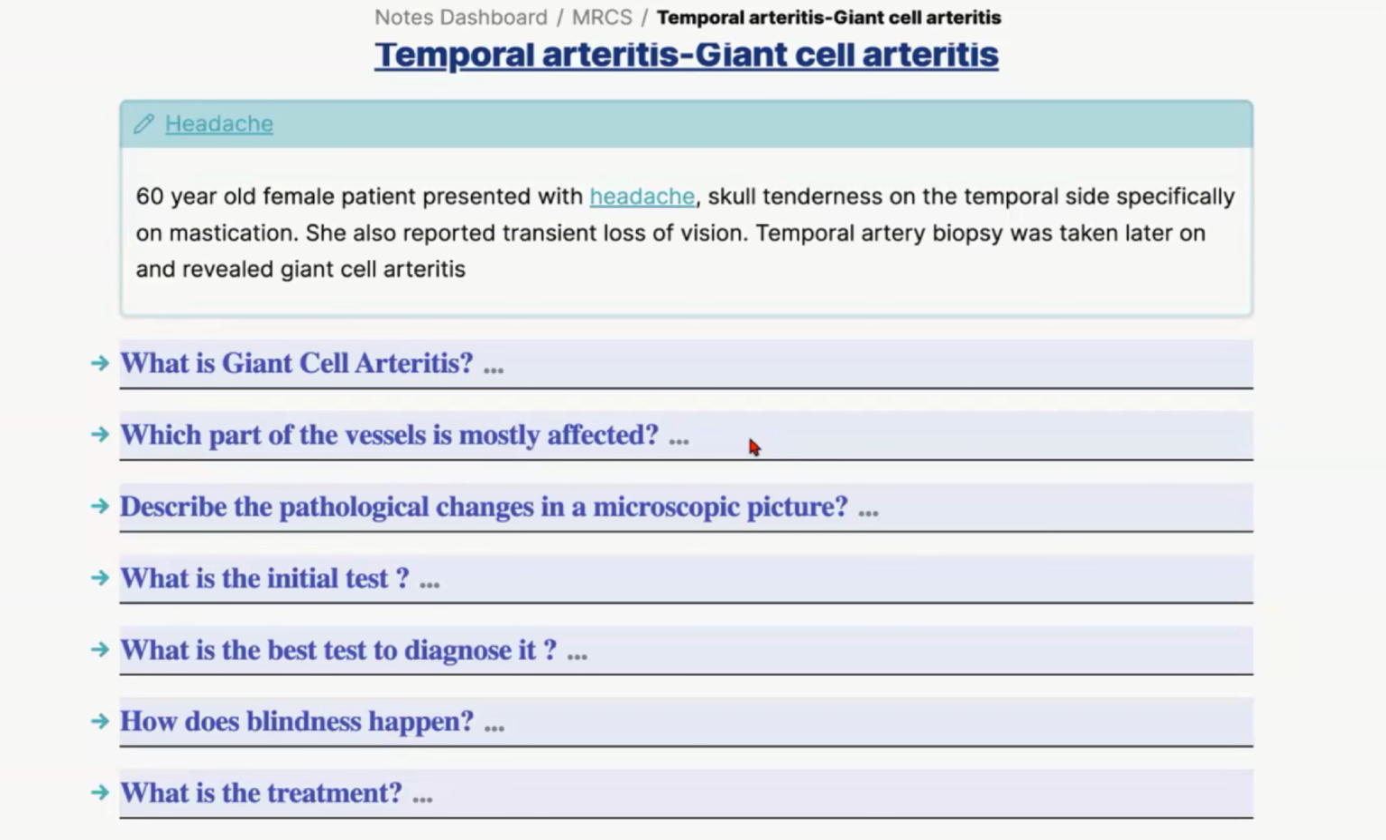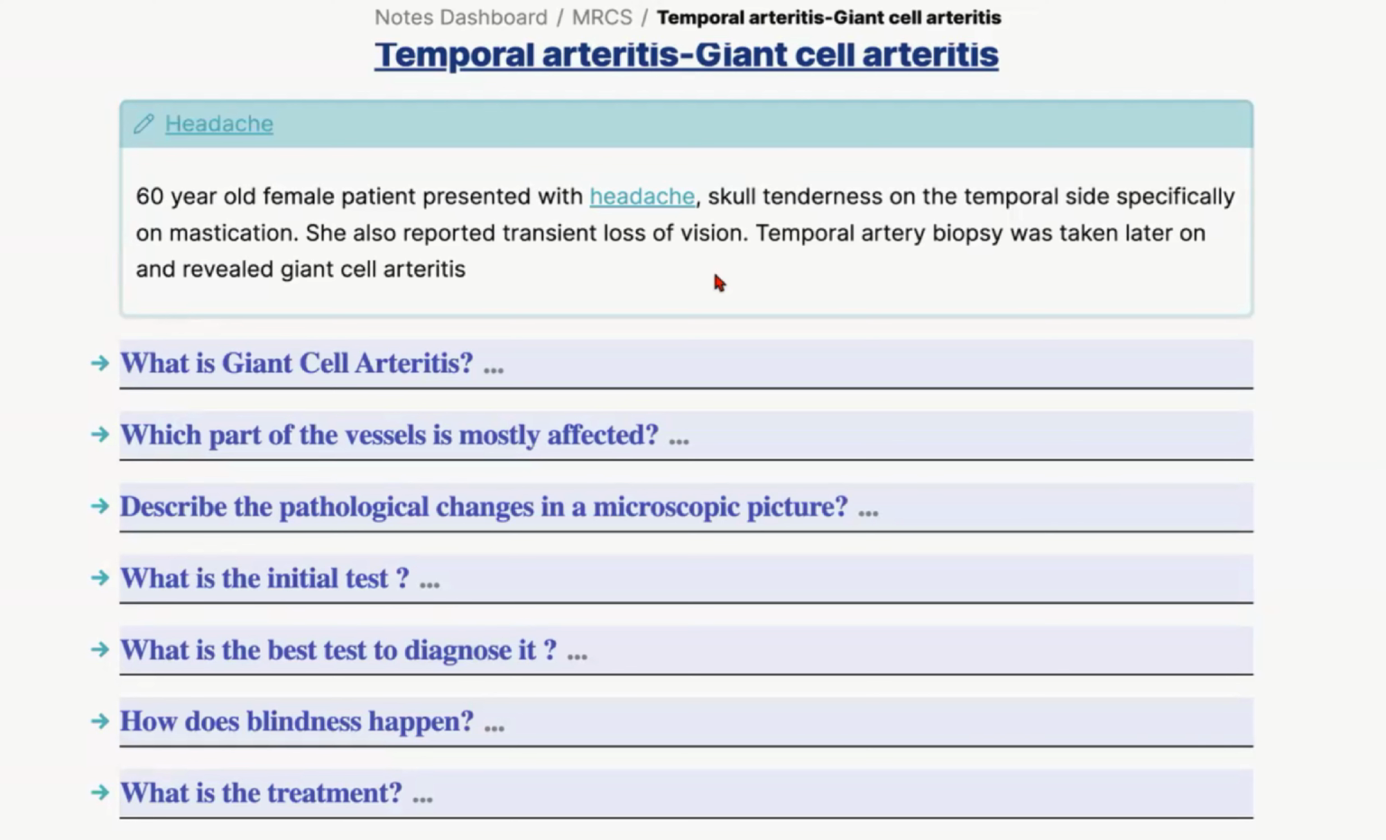So it is the inflammation of the medium and large vessels. Here mainly involves the branches of the carotid artery. So if it involves the ophthalmic artery, it can cause blindness. If it involves the temporal artery, it can cause unilateral headache. And if it involves the maxillary artery, it can cause painful mastication.